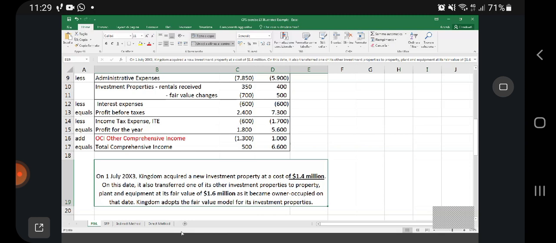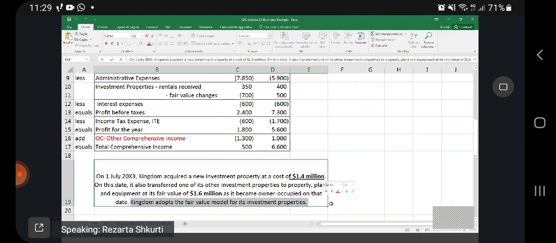It doesn't matter, okay? Now, here is the keyword. Kingdom adopts the fair value model for its investment properties. And this is why I spend so much time to explain the fair value model, because this is the model used by this company.